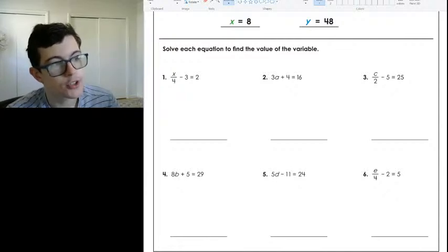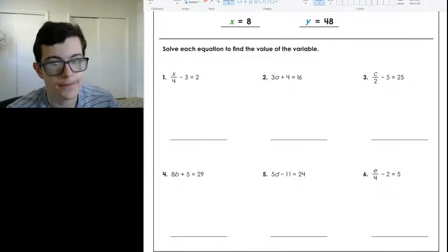The key to this and most math is practice, practice, practice. The more you practice, the better you'll get at it, especially with algebra, because it's such a foundational building block you're going to need in the future.